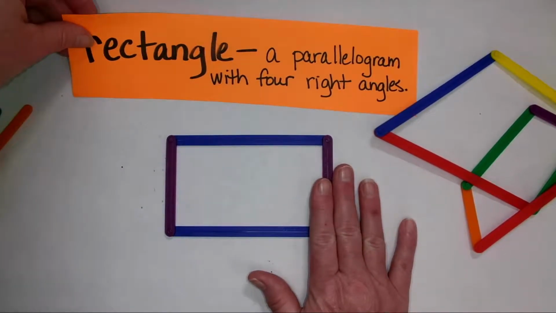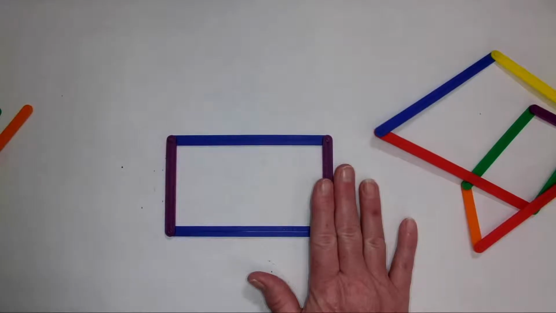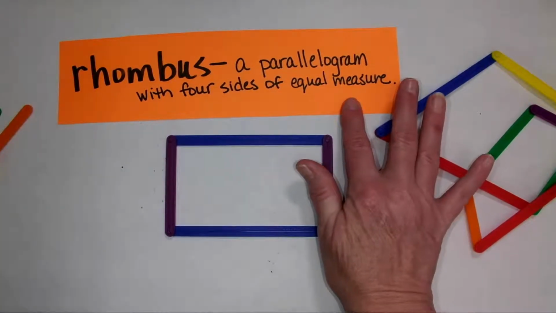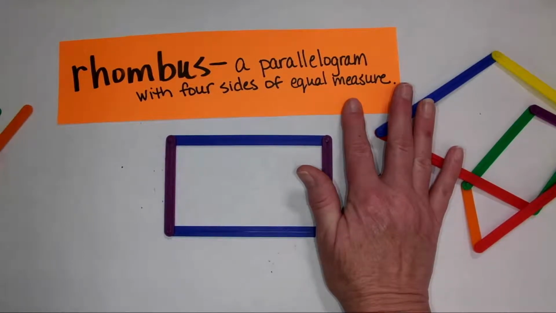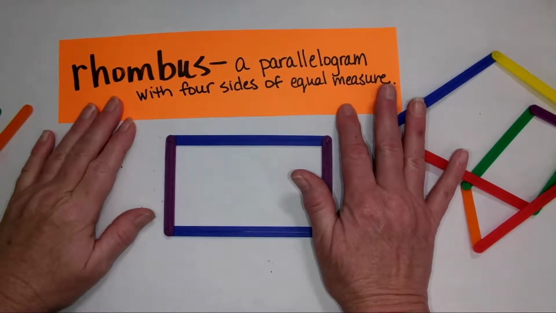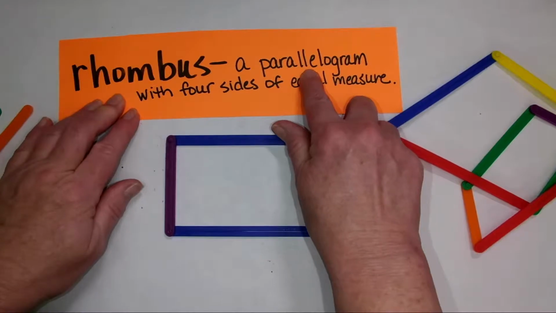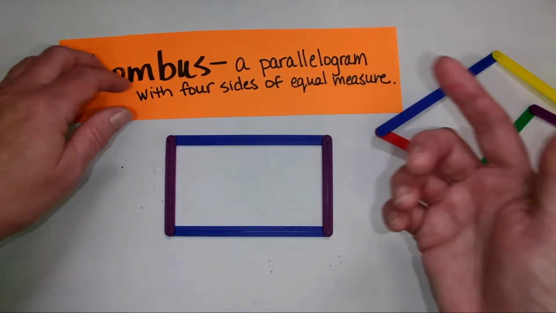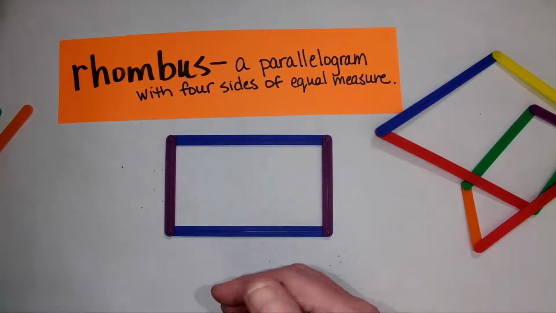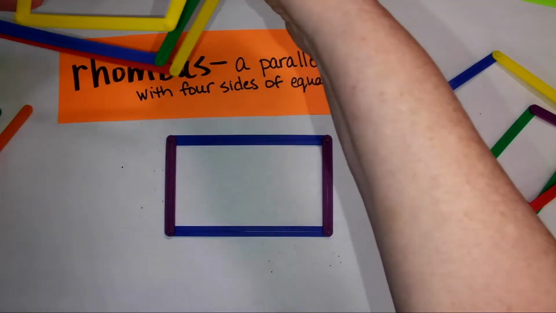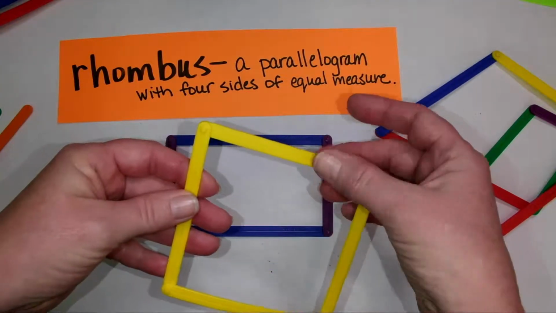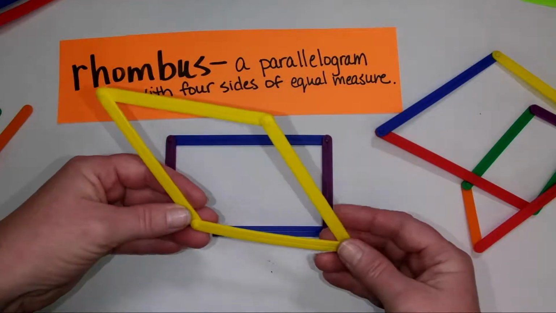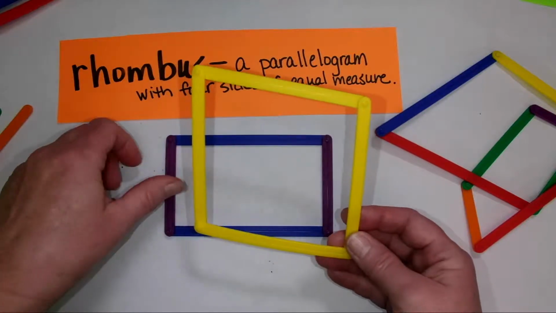Going from the rectangle, I would try maybe another definition. Well, can we make that rectangle into a rhombus? Well, how is a rhombus different than a rectangle? It is a parallelogram. It has 4 sides of equal measure. So then I would have to start giving the students AngLegs that are the same color so that they can make them have equal measure. But here's a rhombus. It has 4 sides of equal measure.